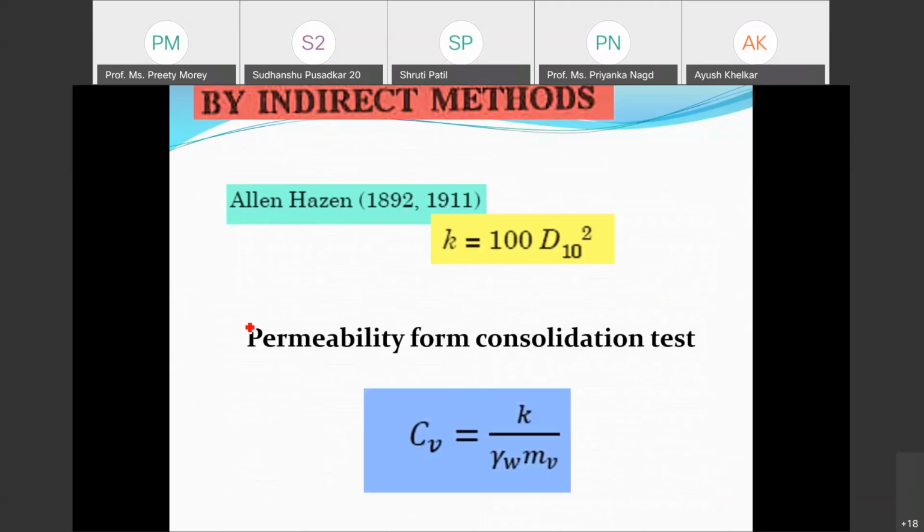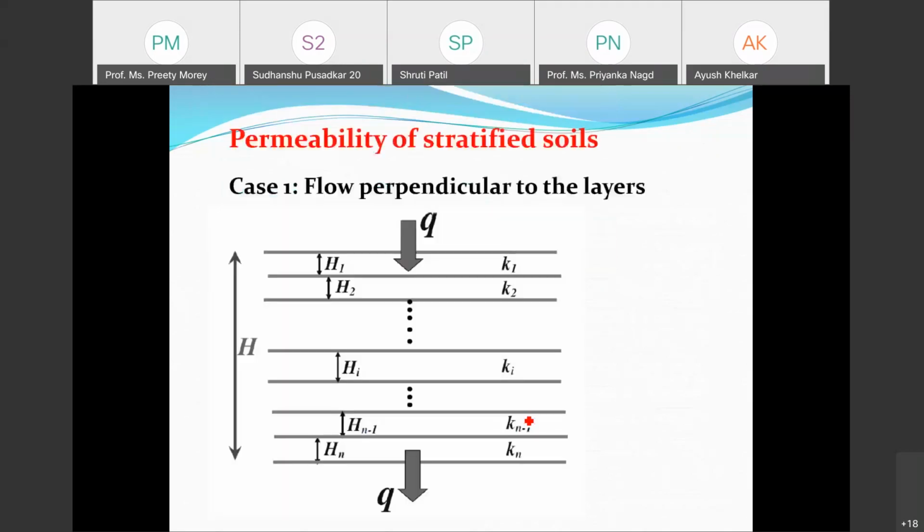There's another method, which is an indirect method, where I can find the coefficient of permeability from the one-dimensional consolidation test. Suppose I perform a consolidation test, and from it I know the coefficient of consolidation Cv, the unit weight of water gamma W, and the volume compressibility Mv, because Cv and Mv are obtained from the one-dimensional consolidation test. If I know these values, I can get the value of K. So this is another indirect method of identifying the permeability of soils.